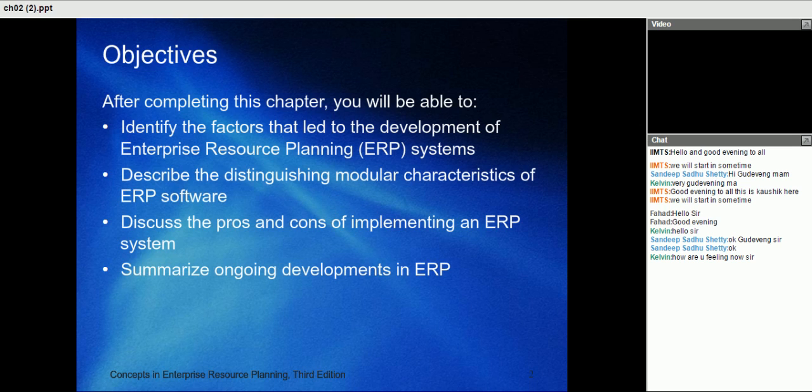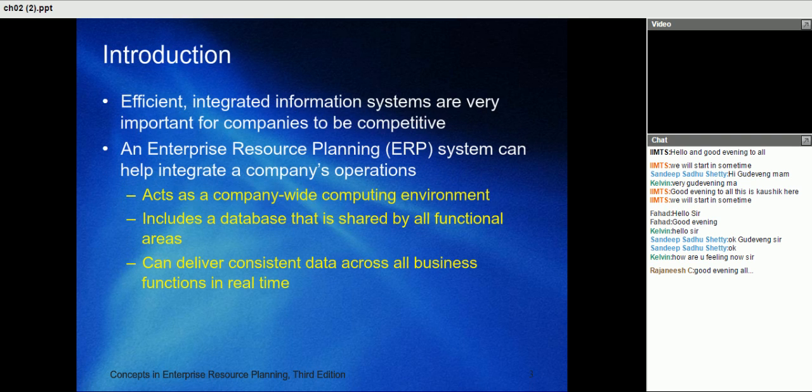After completing this particular PPT, we will know the factors that led to the development of enterprise resource planning systems, the modular characteristics of ERP software, the pros and cons of implementing an ERP system, and summarize ongoing developments in ERP.